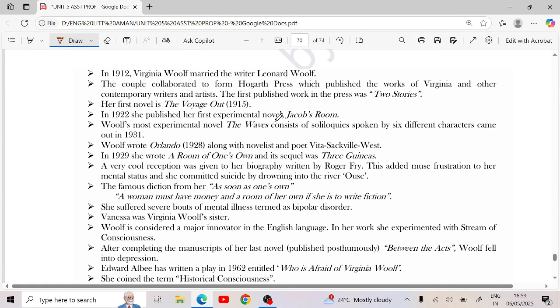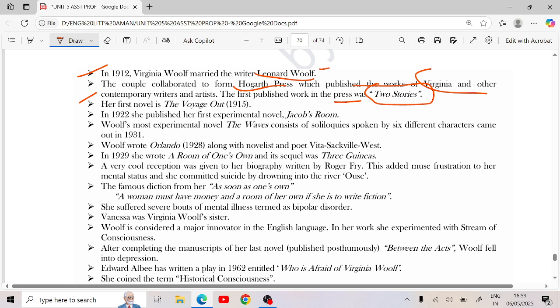Now let's move to our Virginia Woolf. In 1912, Virginia Woolf married Leonard Woolf. I have already told you in the beginning. The couple collaborated, so they both worked at Hogarth Press, which published the work of Virginia and other contemporary writers and artists. The first published work in the press was Two Stories. So which is the first published work? That is Two Stories.